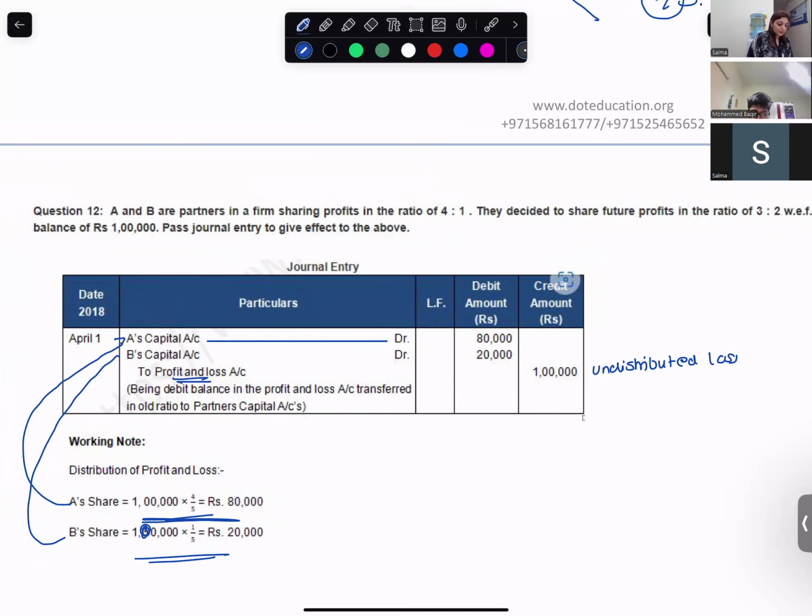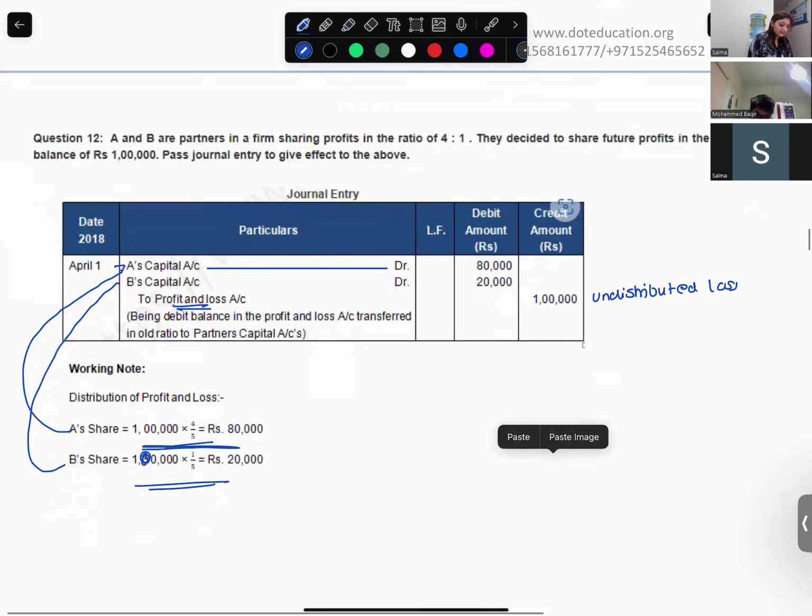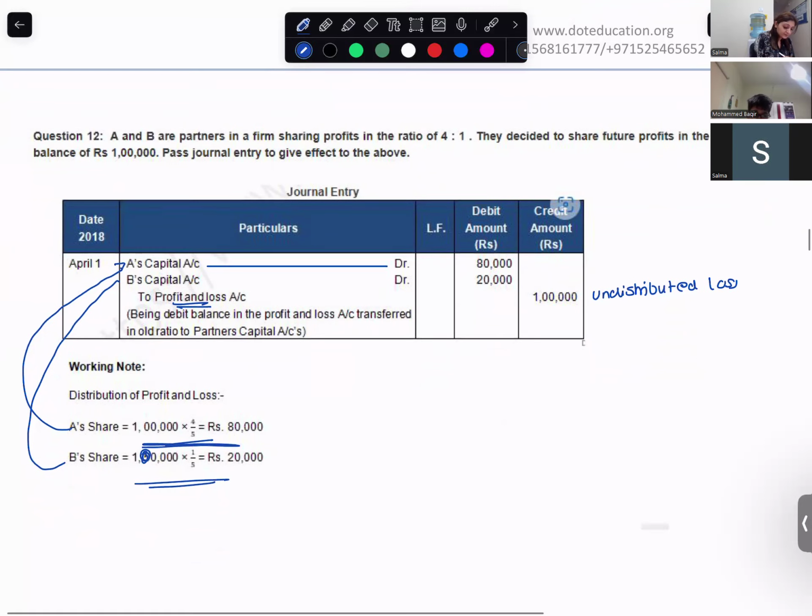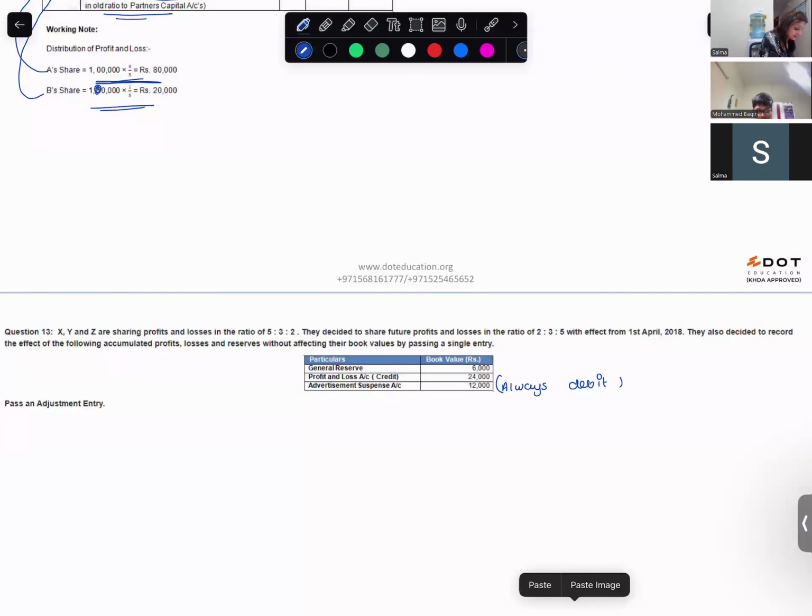What will be the journal entry? The narration would be: being the balance in the profit and loss account transferred in old ratio to partners' capital account. Okay, do these two sums and I will move ahead. Take this question.